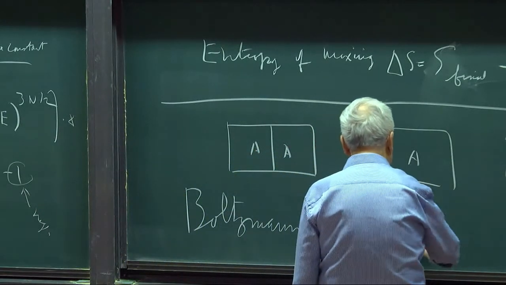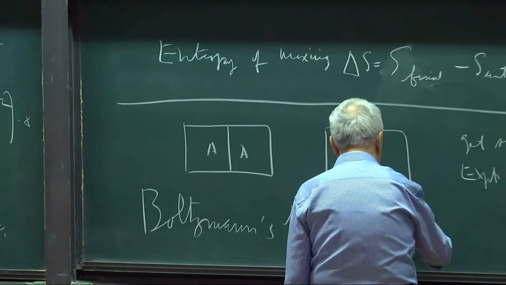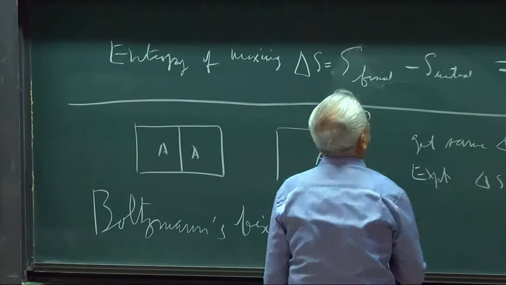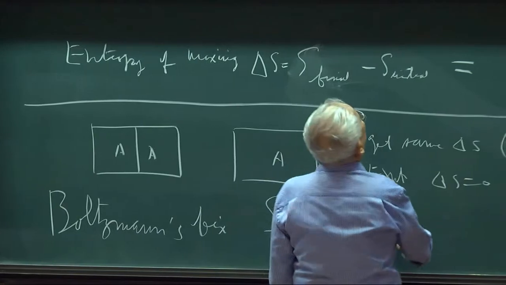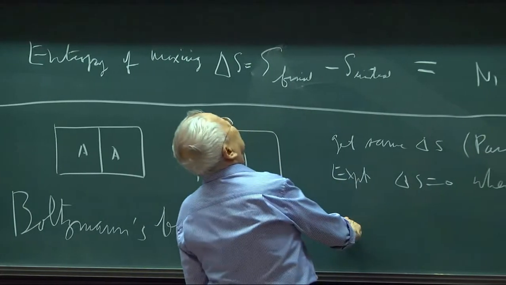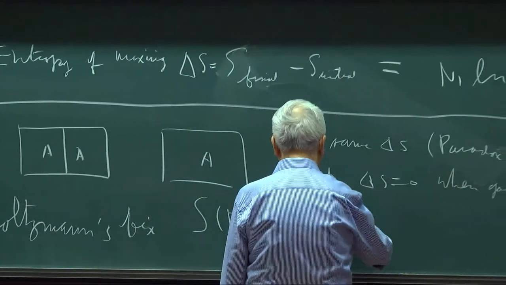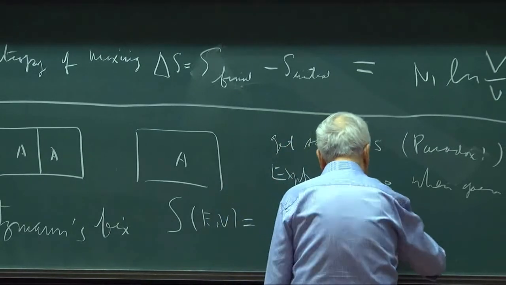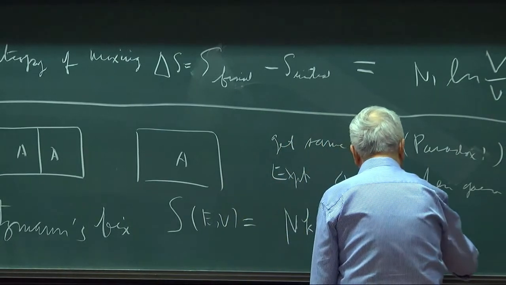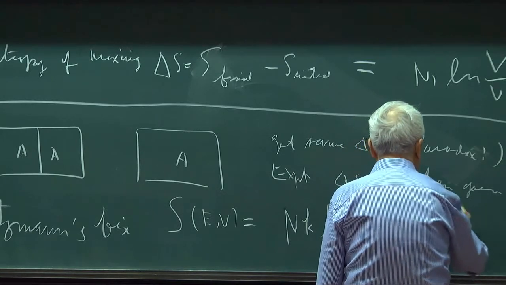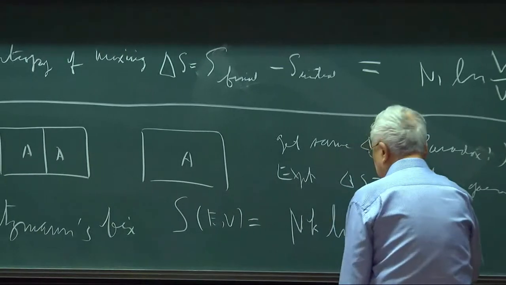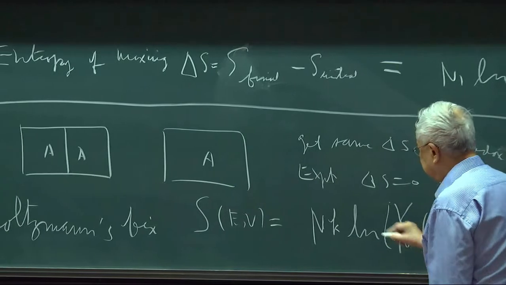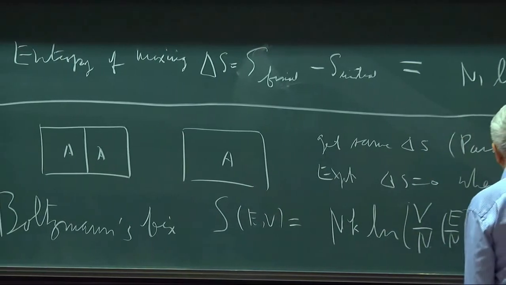Let S of E and V be equal to Nk log V over N times E over N to the 3/2. You just stick an N in here. And this is called correct Boltzmann counting.